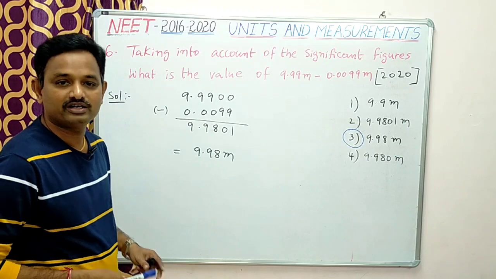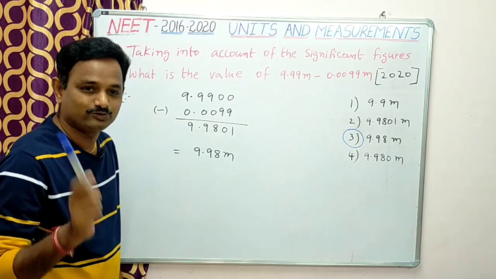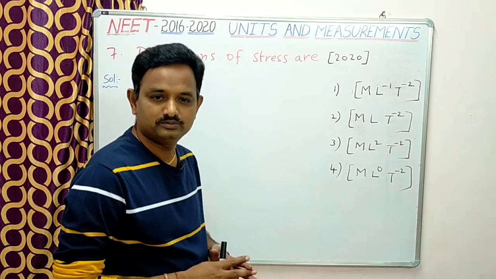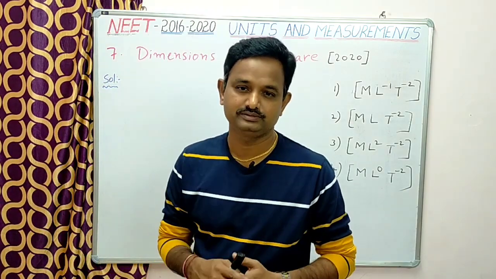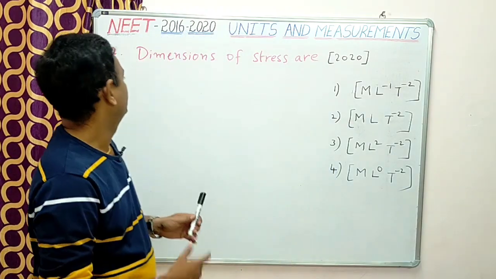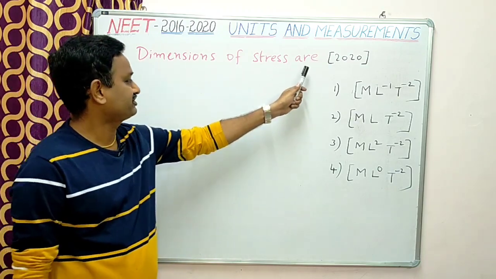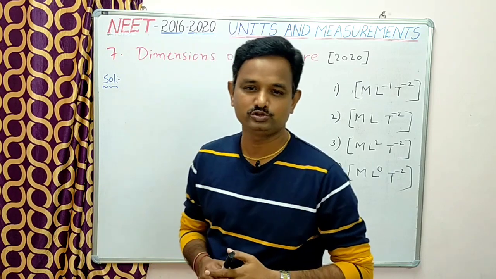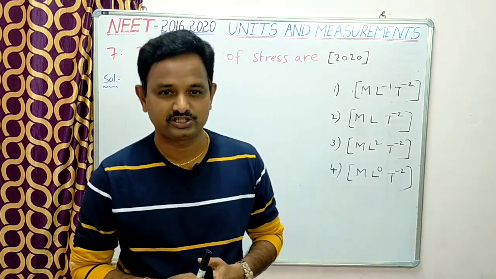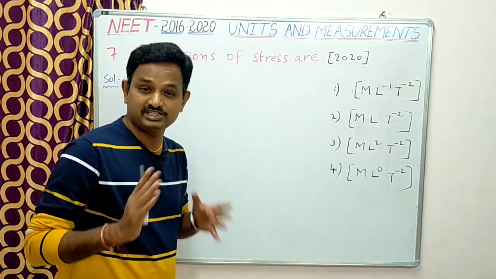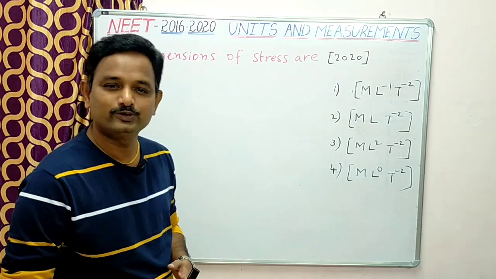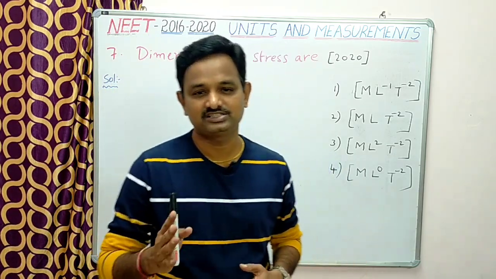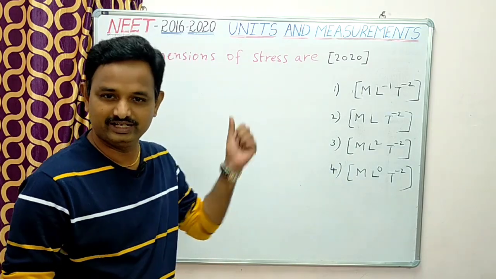Next we will go for second problem in 2020. Second problem on dimensions formula, that is dimensions of stress are. See, stress means, for example, we used to say he is feeling exam stress. That means stress means pressure. You know that pressure formula, force by area. Like that, stress also force by area. Look at here.